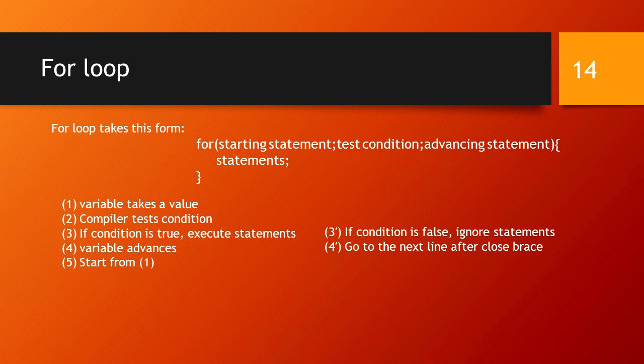After the enclosed statements are executed, the advancing statement is executed. In our case, that statement is t++. This means that t is increased by 1. Now the entire process repeats until the test condition is false. At that point, the for loop is exhausted and we proceed to the next statement after the close brace.